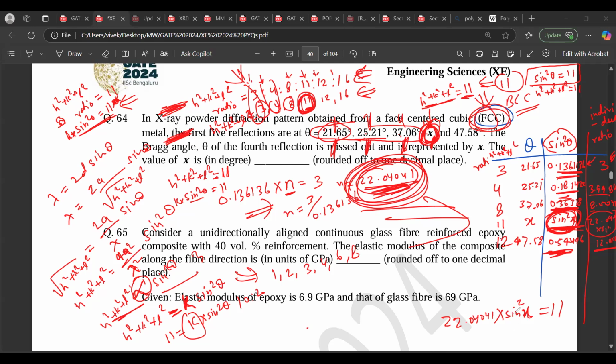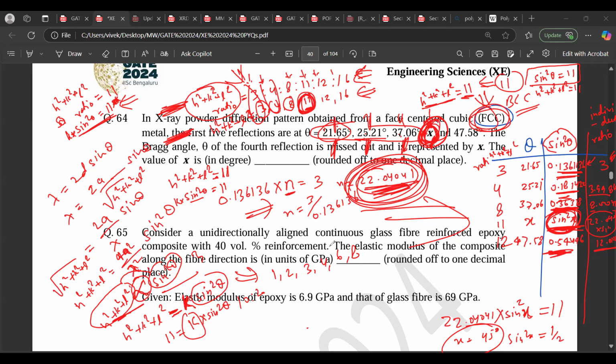Sorry, sine square will remain. You can find out x. Your sine square x is somewhere 1 by 2, so your x will be somewhere around 45. You cannot directly write sine square theta equals to 11, because the h square, k square, l square ratio is proportional to sine square theta. H square, k square, l square individual values are proportional, not equal. To put equal, you need to find out the K.